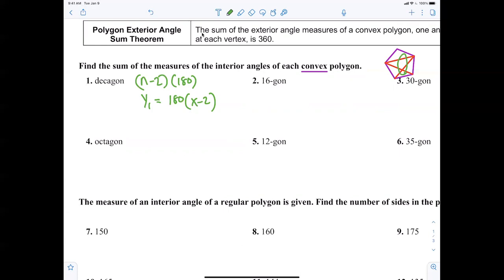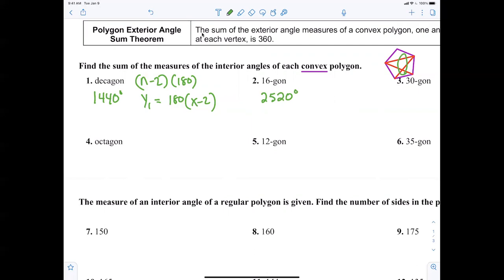And now, how many sides does a decagon have? 10, right? So now just type in 10. And what's the answer? 1,440 degrees. And then the next one, we're going to plug in 16. How many degrees in a 16-gon? 2,520 degrees. Is that nice? Yes. That's a nice way of doing that.